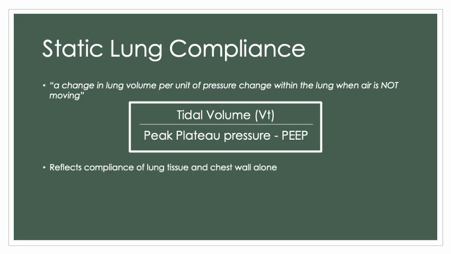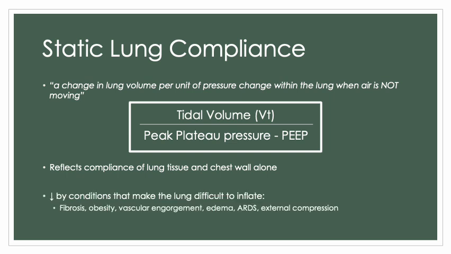So when we're thinking about static lung compliance, this is going to reflect compliance of the lung tissue and the chest wall alone. And static lung compliance is decreased by conditions that make the lung difficult to inflate. So think about fibrosis, obesity, vascular engorgement, edema, ARDS, and external compression. External compression is something that might be new to your clinical assessment because we're working together with surgeons, and there are times where they're compressing on the thoracic cavity that can impact your ability to ventilate your patient. So you need to consider what's going on the other side of the drape, as well as the patient's baseline pulmonary status.